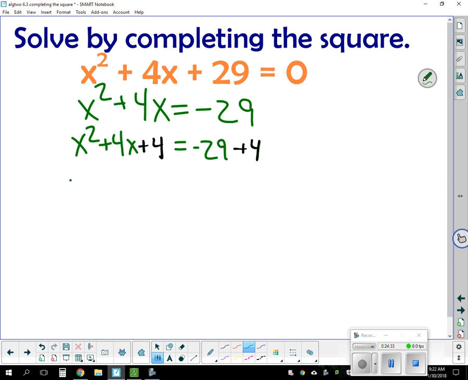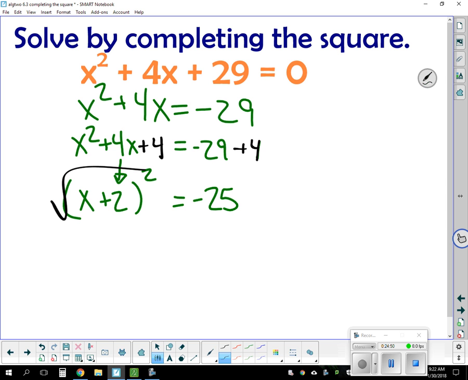Write it as a perfect trinomial. So what is it squared? Good. Shortcut, of course, is take your b, divide it by 2. Equals -25. Then what? Take the square root of both sides. What must you remember on the right side? Before the i? Plus or minus?